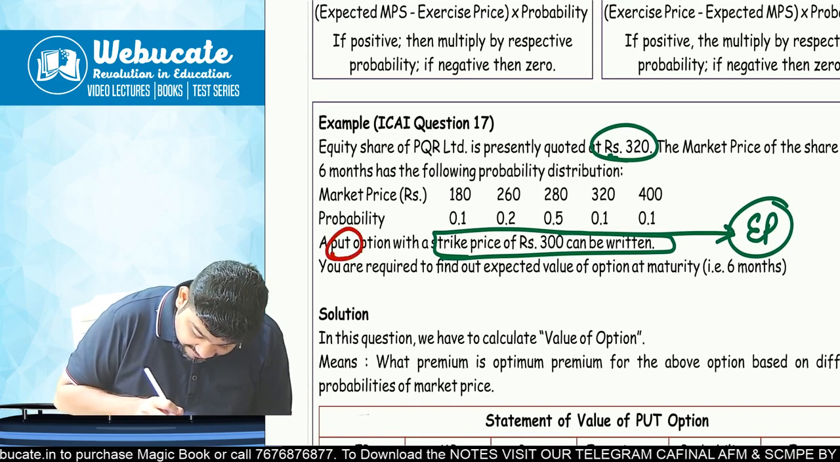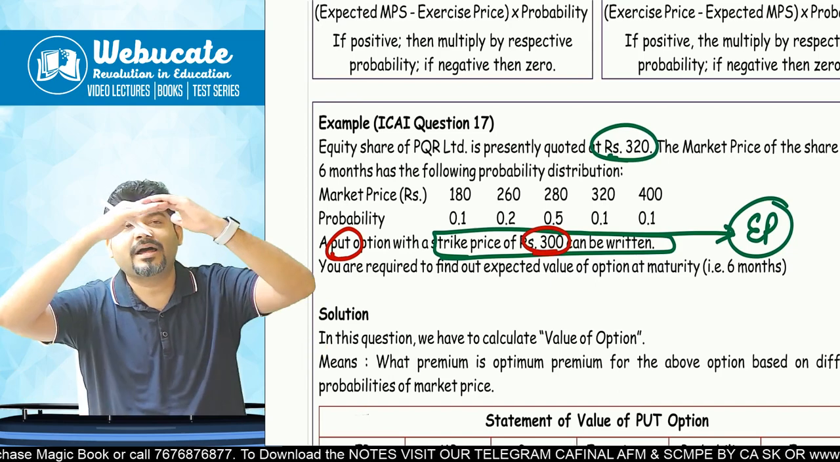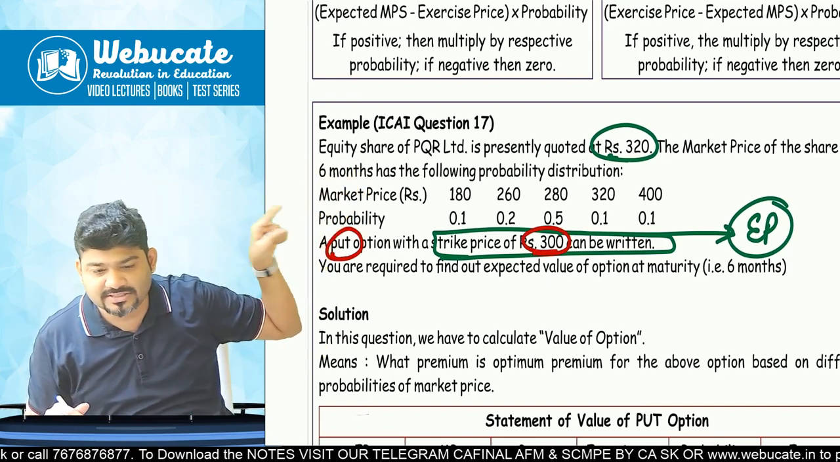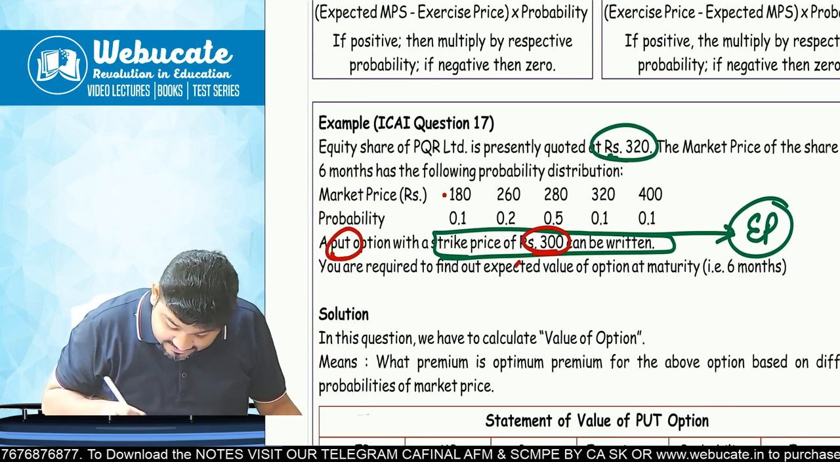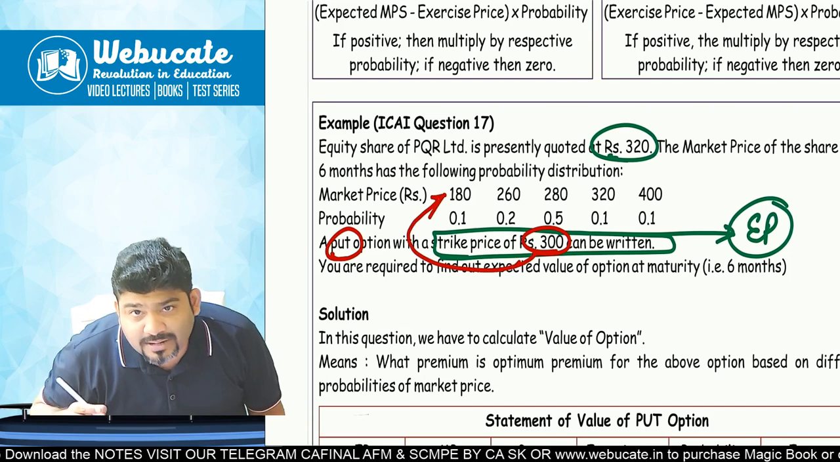Now, what will happen when you have taken a put option? You have taken a put option with the exercise price of 300, so you want the market to go down, and look at the probability of the market going down. First case, 180. So can I say the market can go down by 120 rupees? But what is the probability? 1%.